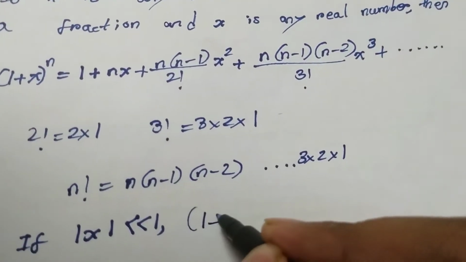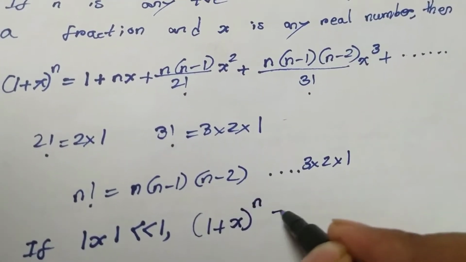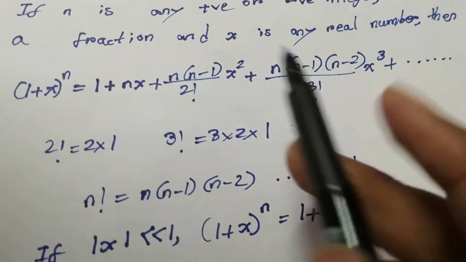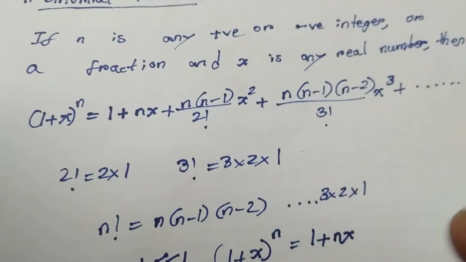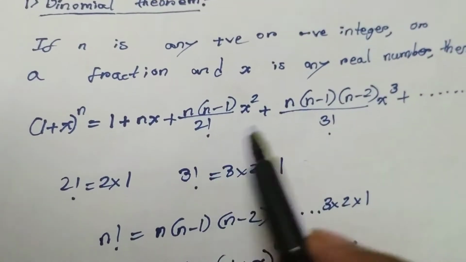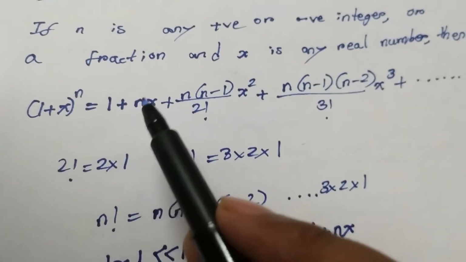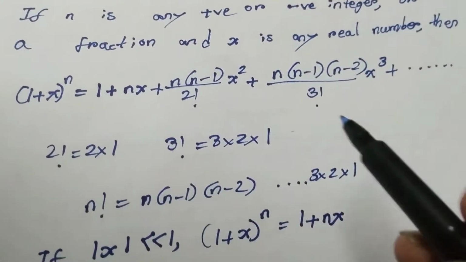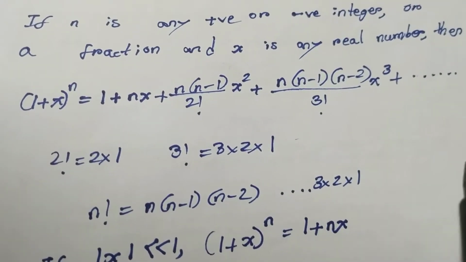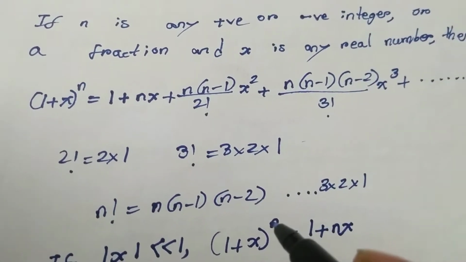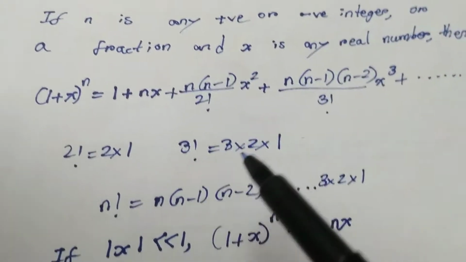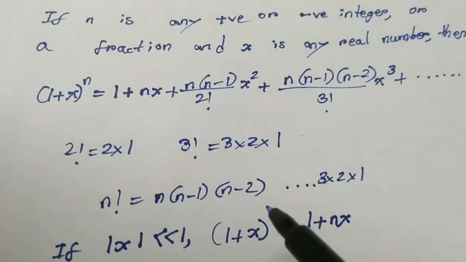Thus, we can write (1 plus x) whole to the power n equal to 1 plus nx approximately, because these higher order terms are very small compared to this. If we neglect all these higher order terms, it will not make much of a difference to this series. Thus, this series can be approximated as 1 plus nx. Now, this will be a very useful result in many physics problems, so we must try to remember this series and this approximation.